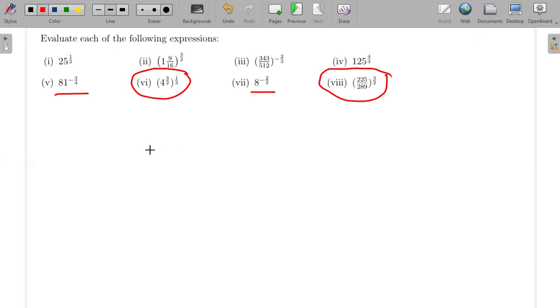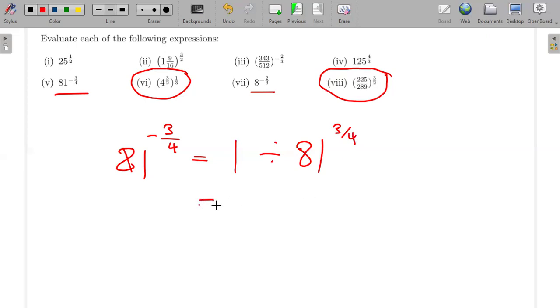The other one there is 81 to the power minus 3 over 4. So I'm going to say 81 to the power minus 3 over 4 is equal to, since this is a negative power, I write this as 1 divided by this, but to a positive power. So that would be 1 divided by 81 to the power 3 over 4.